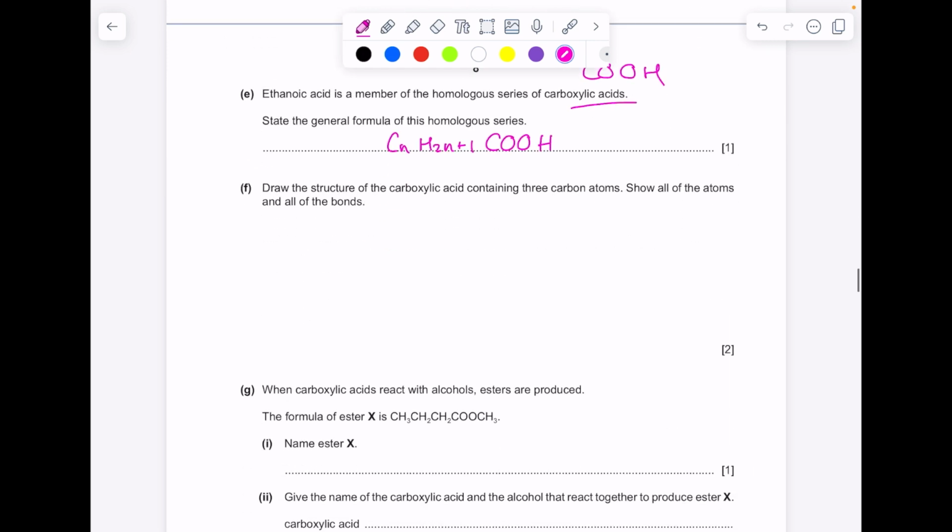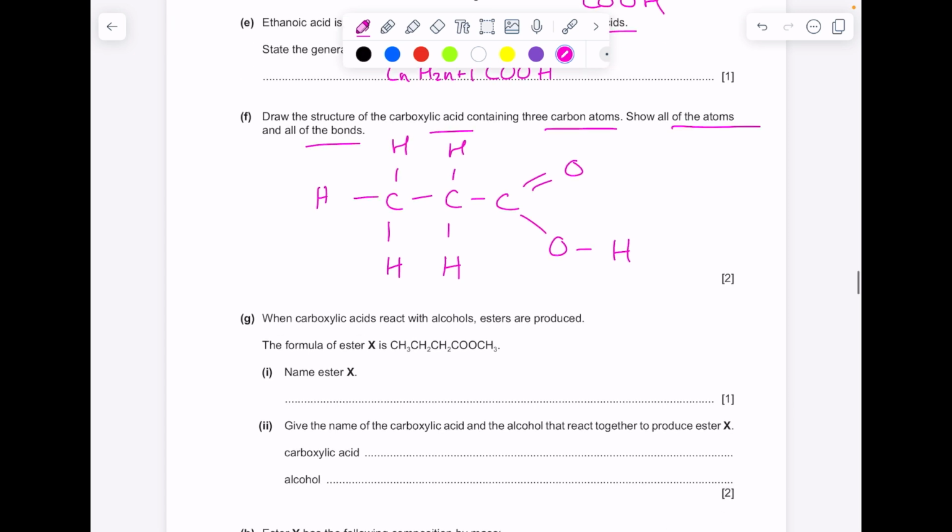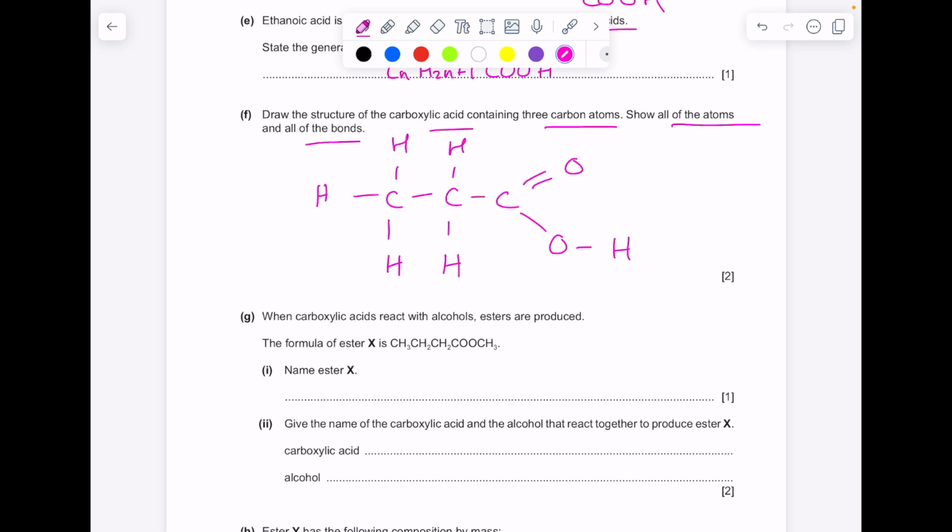Draw the structure of the carboxylic acid with 3 carbon atoms, show all the atoms and all the bonds. So there's our 3 carbon atoms. There's the functional group. Get that in first of all, and then complete the molecule by adding hydrogens. Double check the number of bonds for each element. Remember, carbon forms 4 bonds, oxygen forms 2, and hydrogen forms 1.